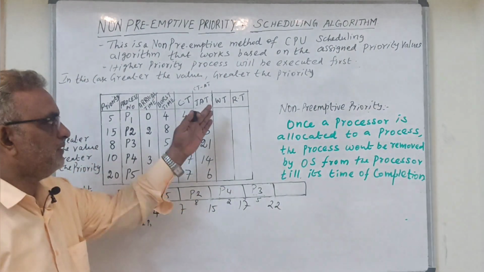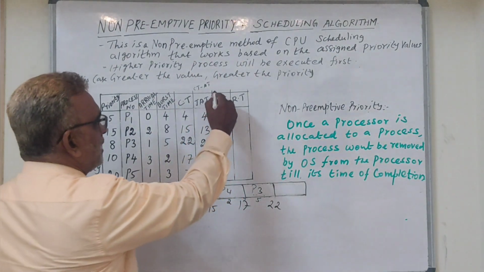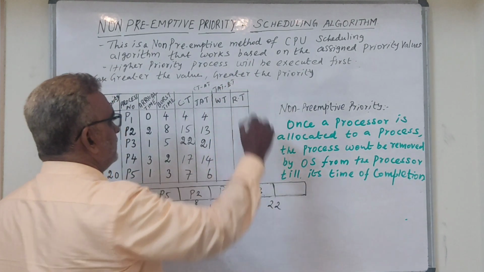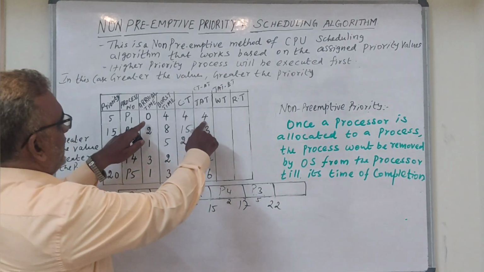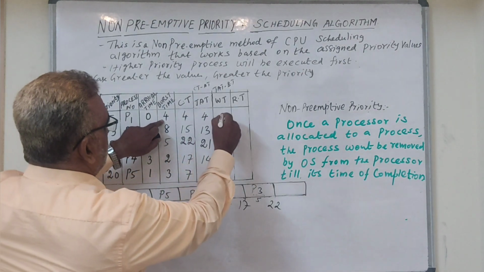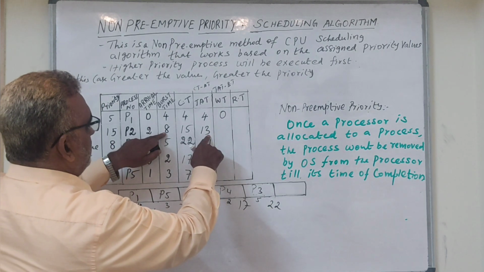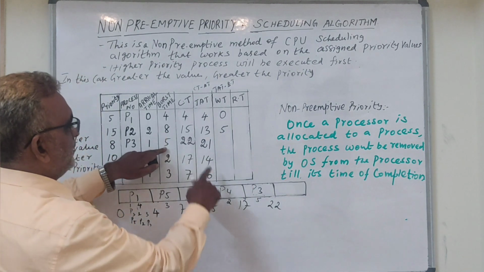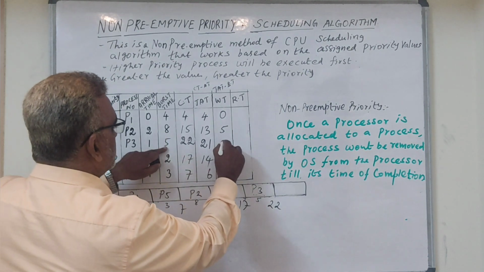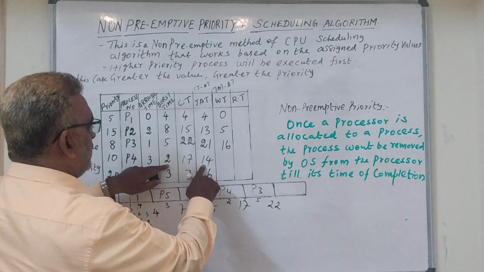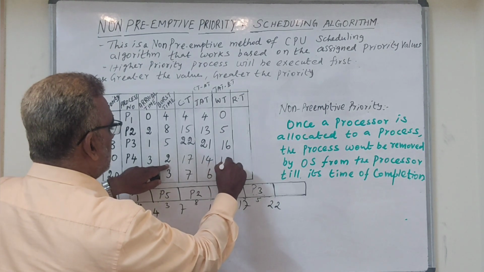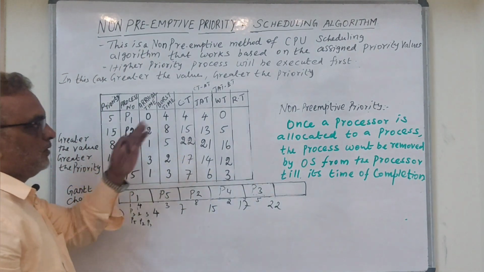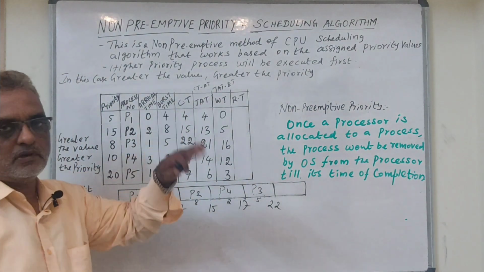Now you have to calculate the waiting time. Waiting time is turnaround time minus burst time. So 4 minus 4 is 0. 13 minus 8 is 5. 21 minus 6 is 16. 14 minus 2 is 12. 6 minus 3 is 3.